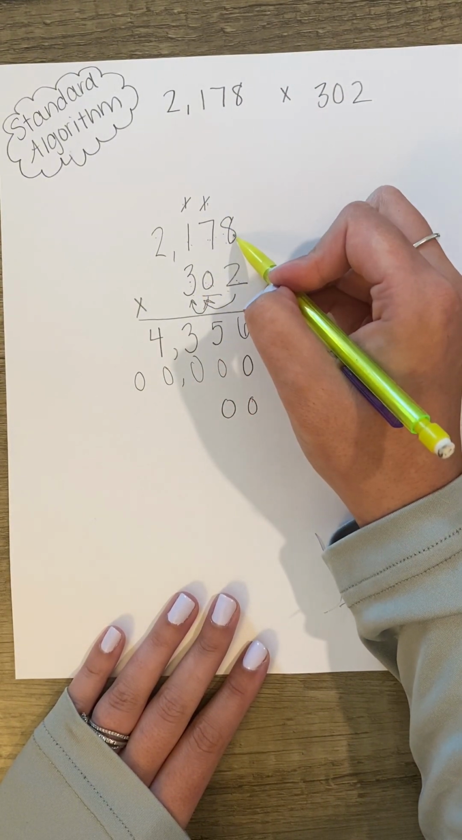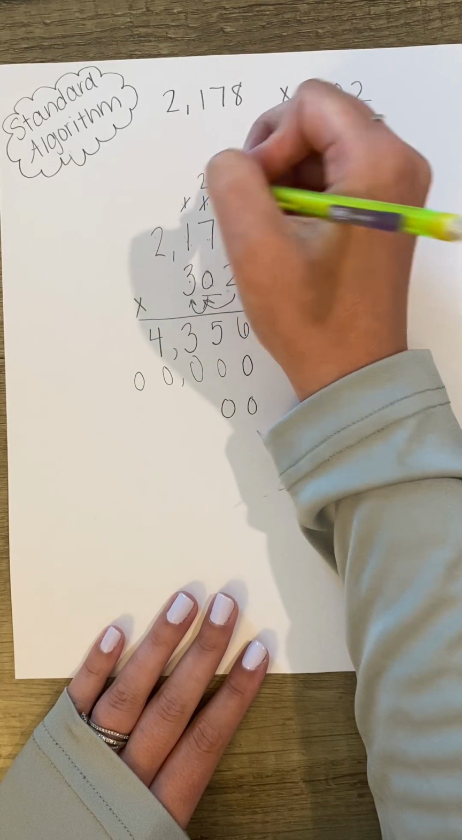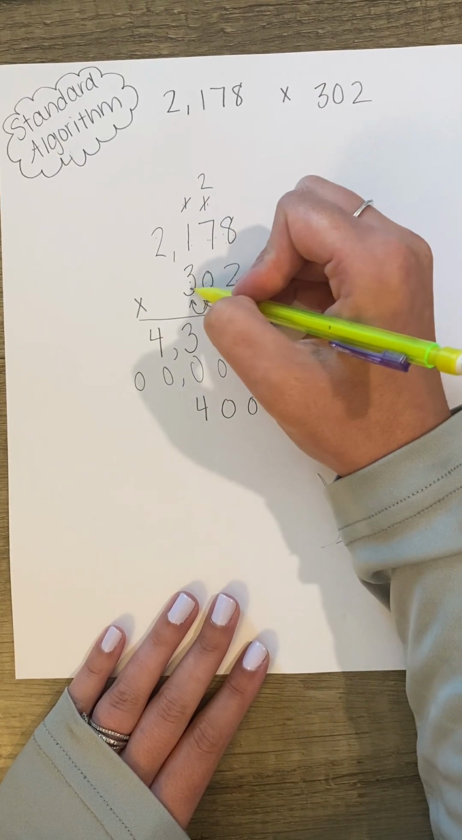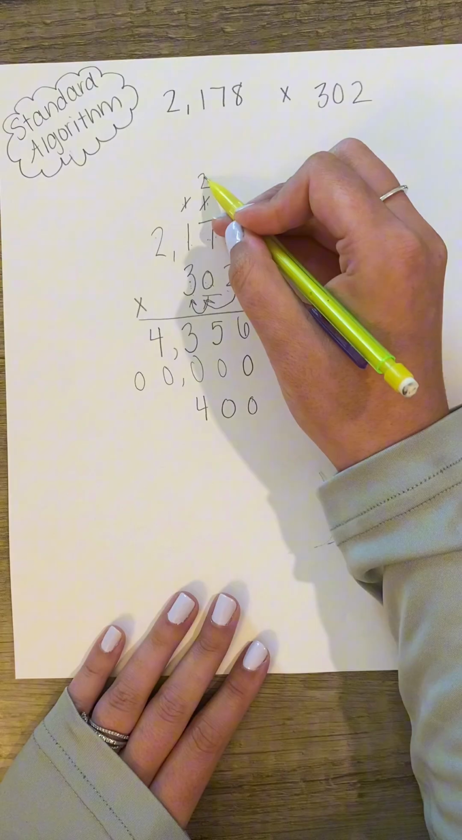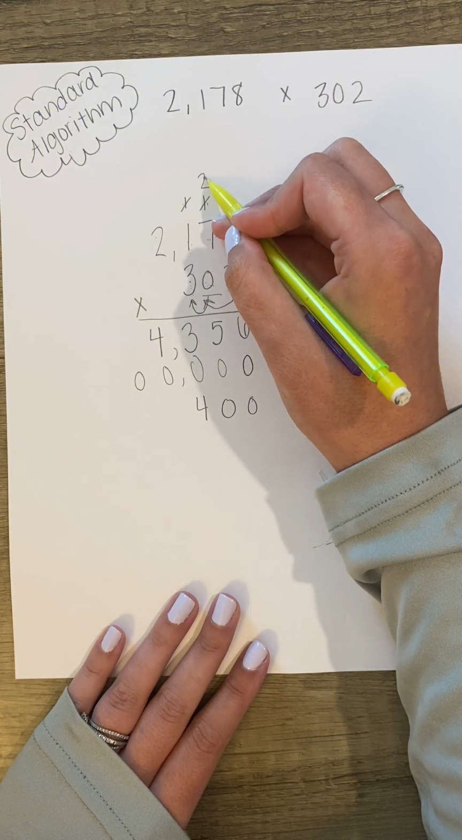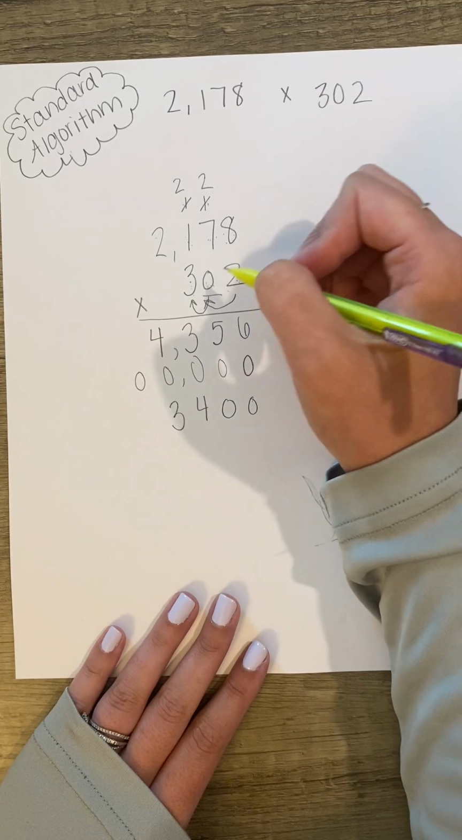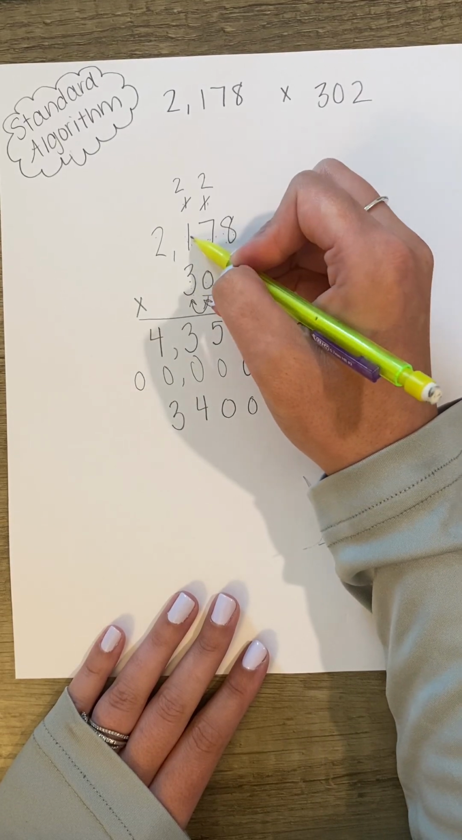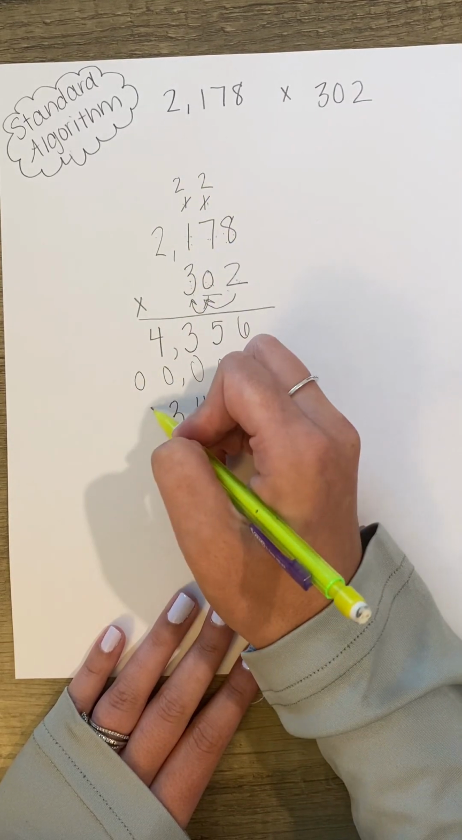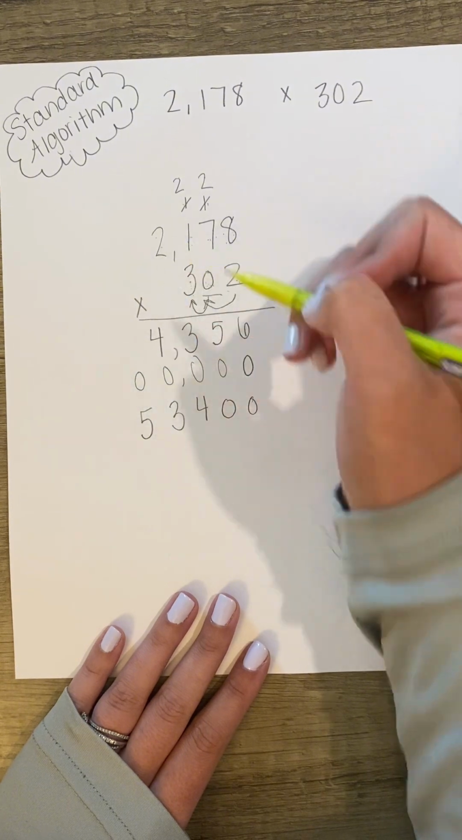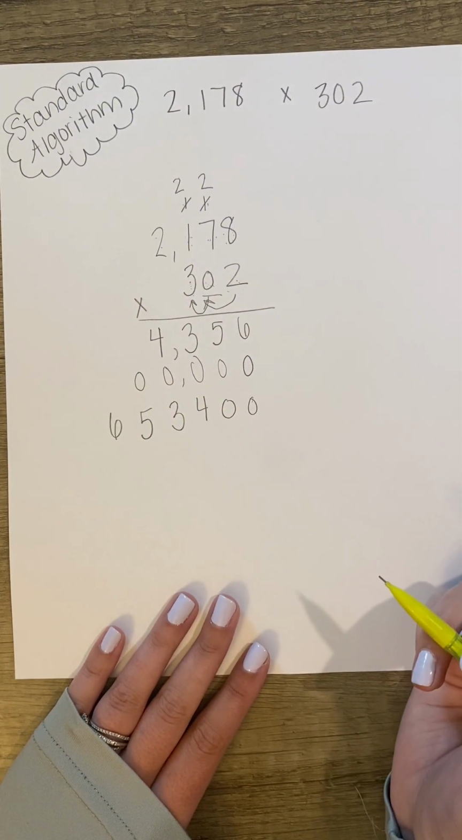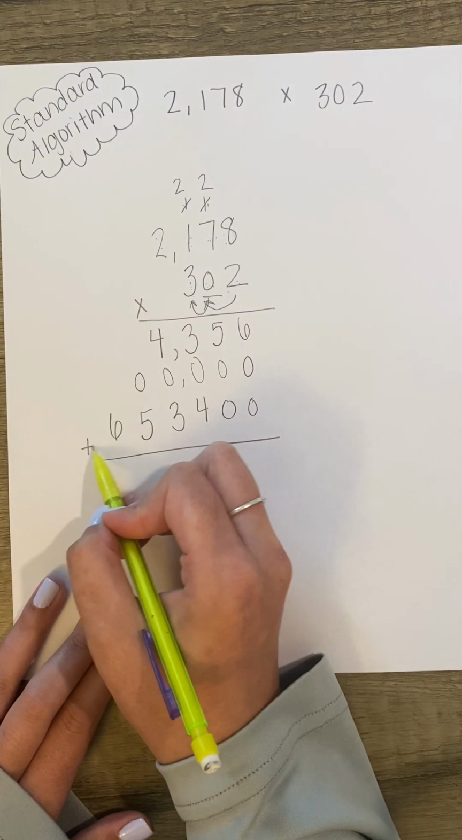3 times 8, 24. 2 up top, 4 down below. 3 times 7, 21, plus 2 is 23. 3 times 1 is 3, plus 2 is 5. And then 3 times 2 is 6. Now we can go ahead and add them together.